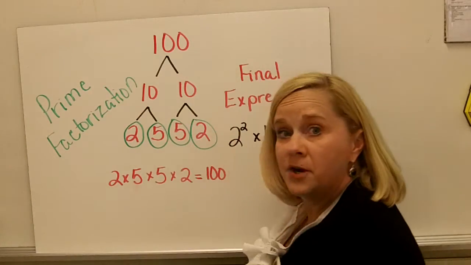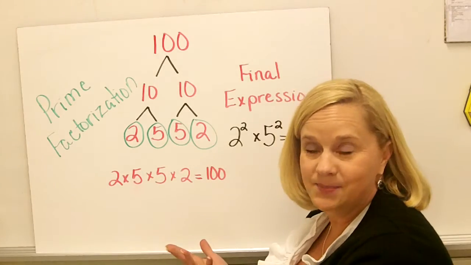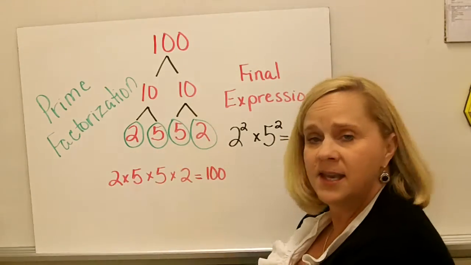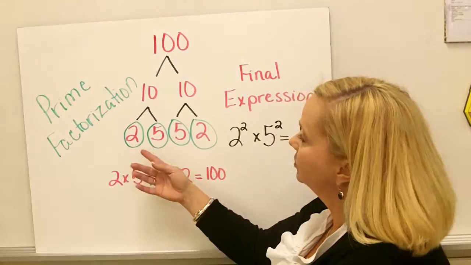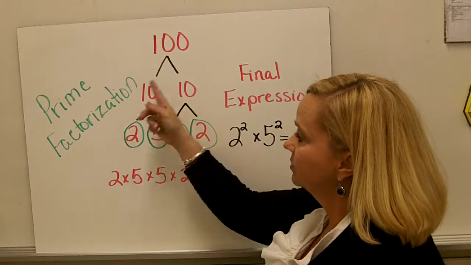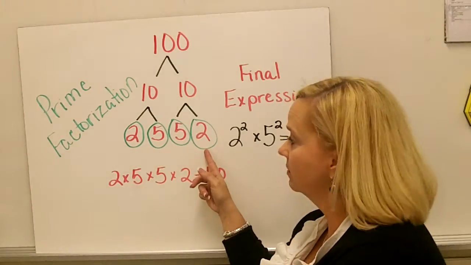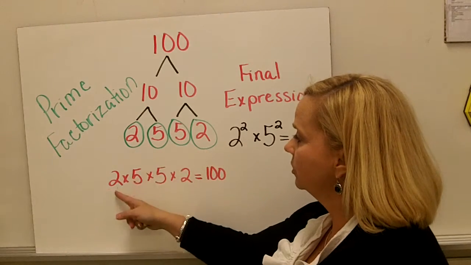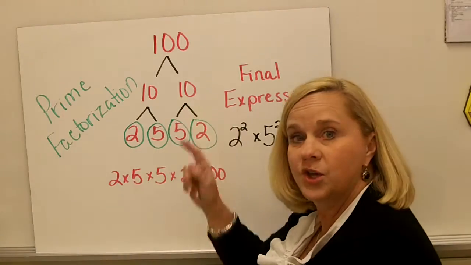All right, let's try it with another number. I picked 100. I broke 100 down very easily into 10 times 10. So since 10 is not a prime number, I have to break it down even further. So I broke it down into 2 times 5 and 5 times 2. So this is my prime factorization, and notice I have all of my prime factors here: 2 times 5 times 5 times 2, which all equals 100.